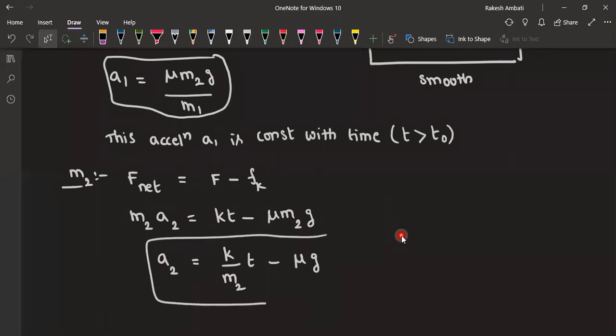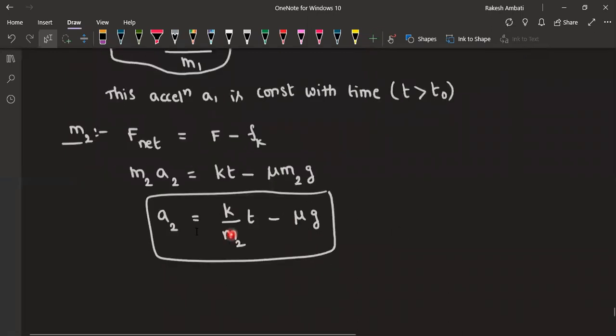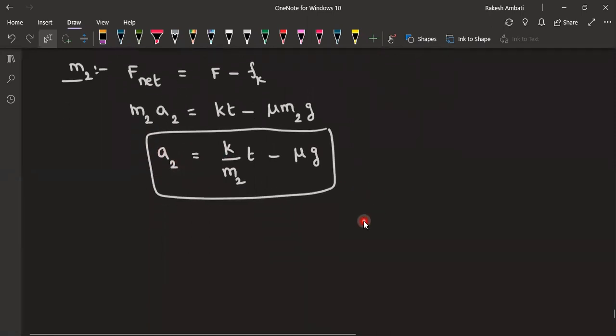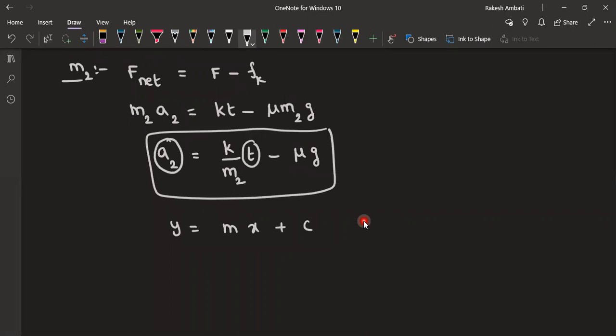Now you refer to this equation. In the graph, acceleration is taken on the y-axis, and time is taken on the x-axis. So it is in the form of y equal to mx plus c. That means what is the nature of the graph? Straight line or curve? Straight line, not passing through origin. Perfect. Then what is the slope of this straight line? K upon M2.